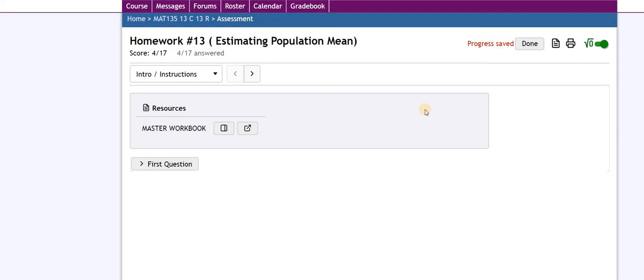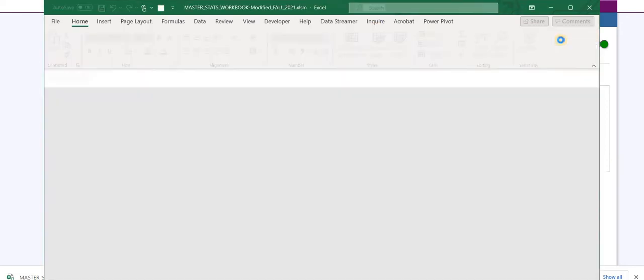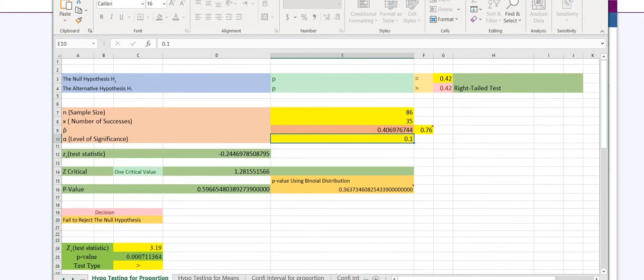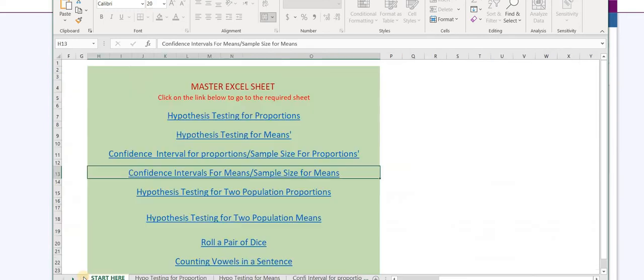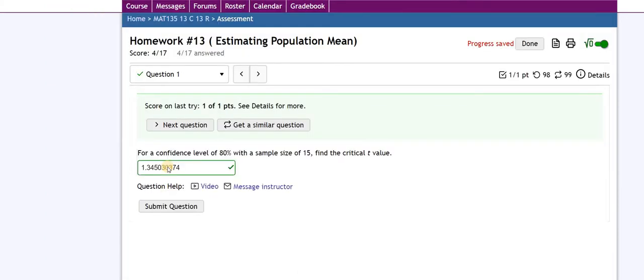Hello students, here's how you're going to do homework number 13. First, you're going to download the Master Stats workbook. Enable editing, and then enable the content. Now, I know that I will need to go to creating confidence interval for means. So creating confidence interval for means is this one. I'm going to minimize this one and go to the first question.